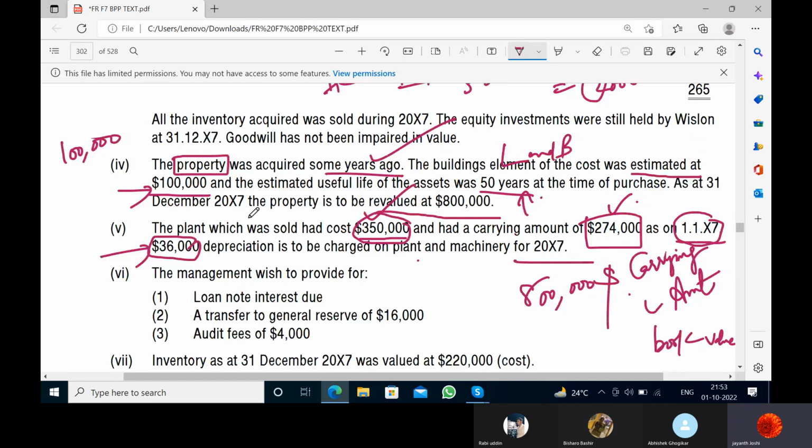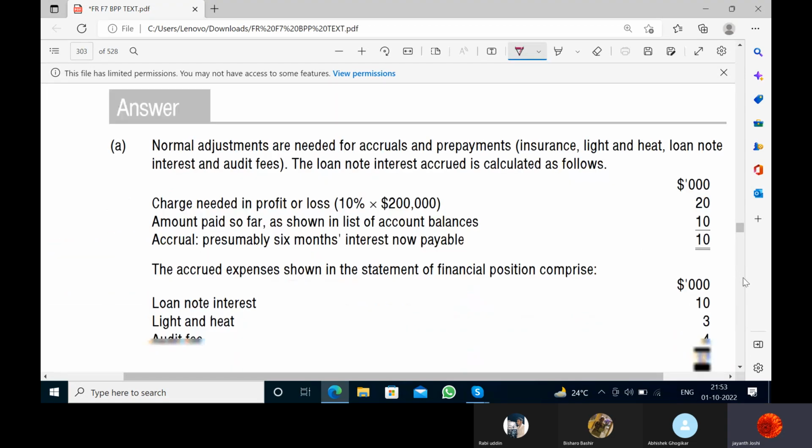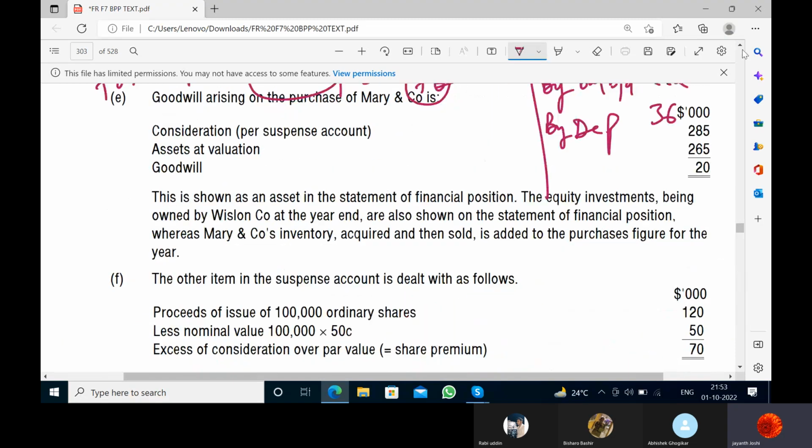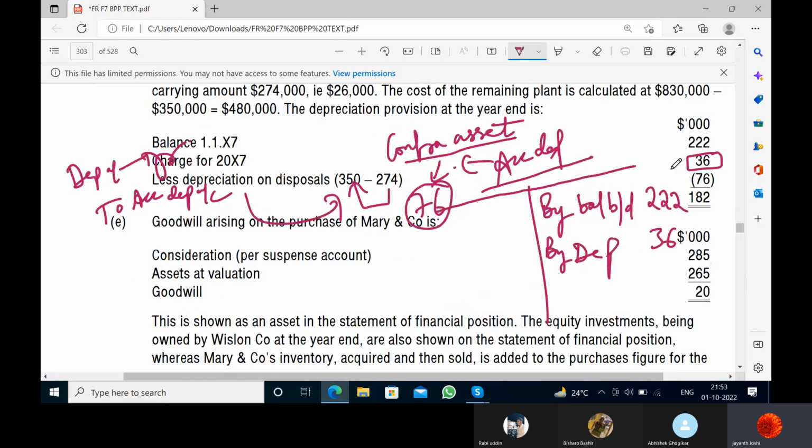Whatever may be the value, some part of the plant is sold, which had a cost of this much and a carrying amount of this much. That means till the date the asset is disposed of, the asset has depreciated by this much amount. That means 350 minus 274, that is 76.